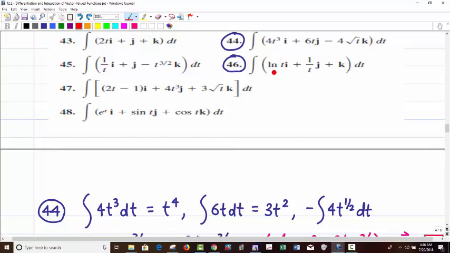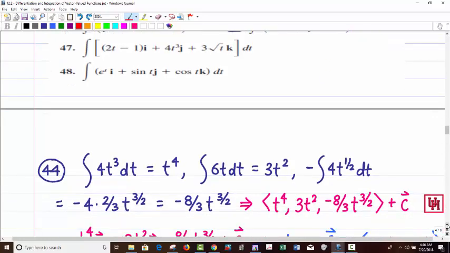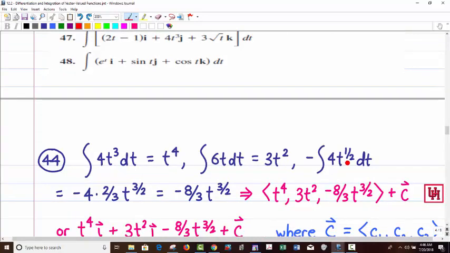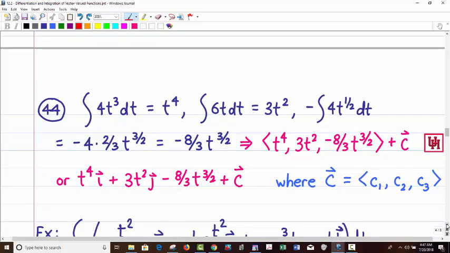So 4t cubed would be t to the fourth, 6t would be 3t squared, and then minus, oh, I didn't do this one, I took an extra step for that one. So the t to the 1/2, antiderivative would be 2/3 t to the 3/2 with a minus 4 multiple. So that's negative 8/3 t to the 3/2. And then there we have it. t to the fourth, 3t squared, negative 8/3 t to the 3/2 plus that C vector. Maybe some test banks might leave that C vector off of their answers, but don't worry. If you're looking at all the answers and none of them have a constant vector there, that just means they chose not to show it.